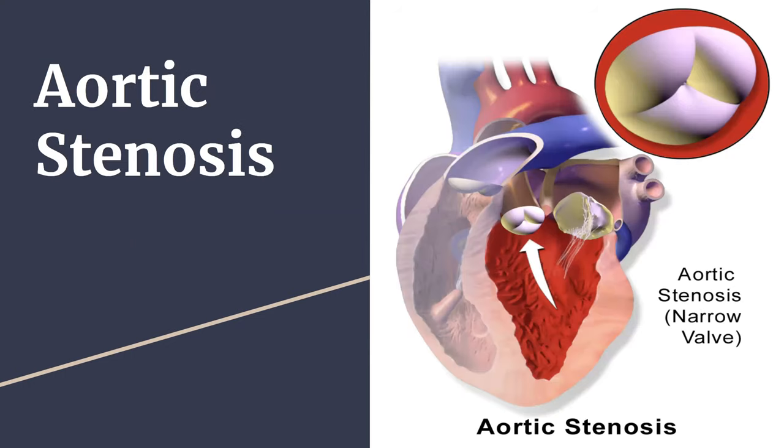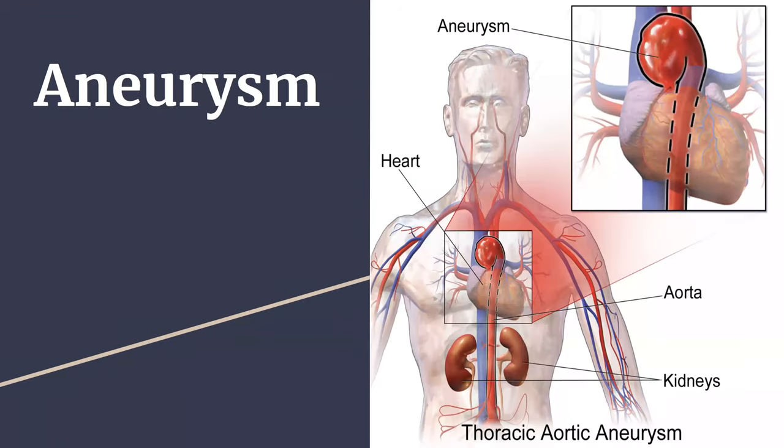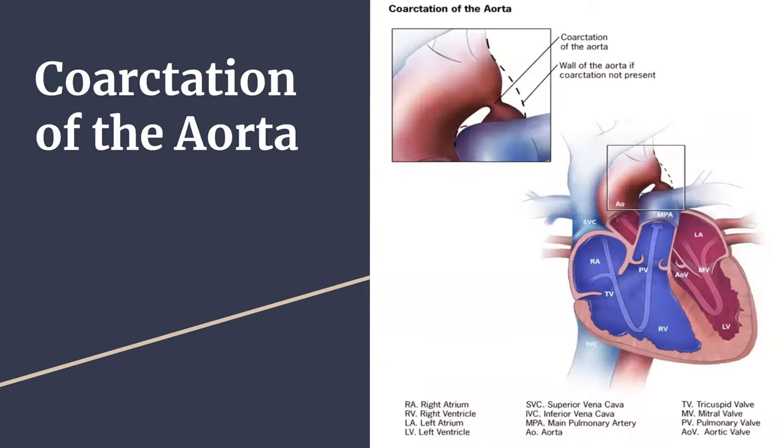The aortic stenosis, you can see that here, and that's basically where you have constriction of the aorta. An aneurysm is when there's blood clots or blood bursts of one of the arteries. Now, this particular one shows an aortic aneurysm, which is pretty severe. Now, coarctation of the aorta is when they go in to try to repair that aorta.